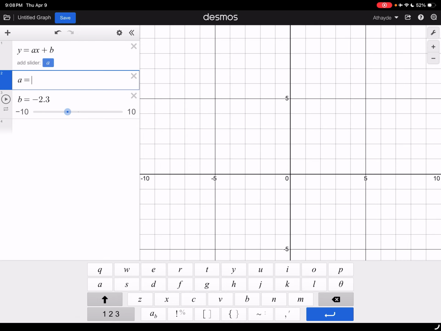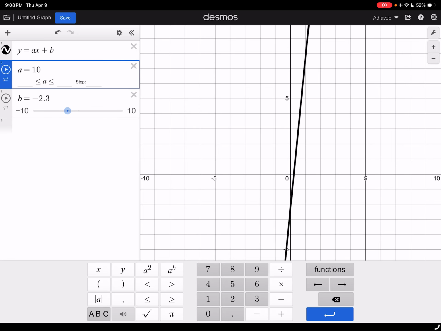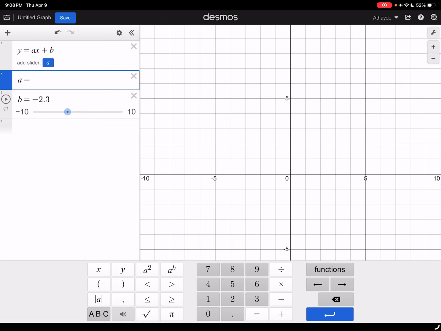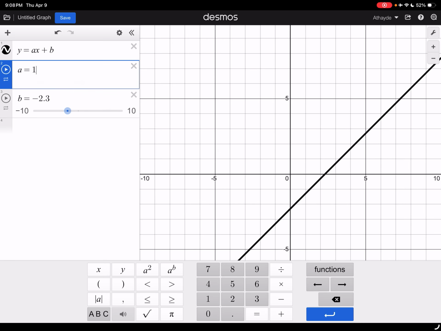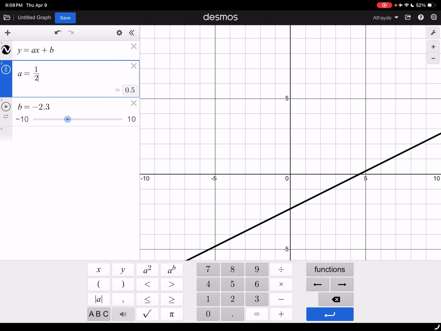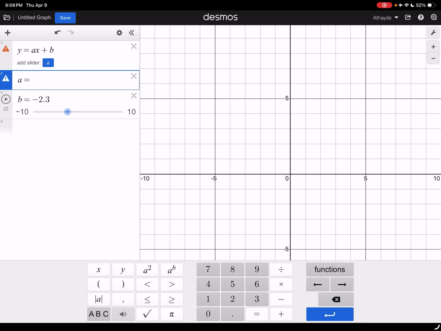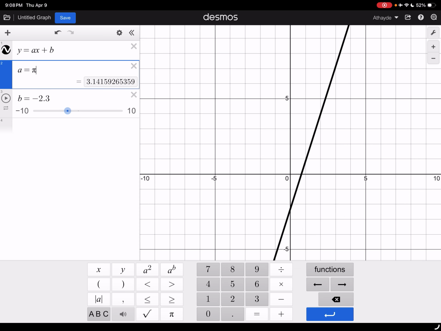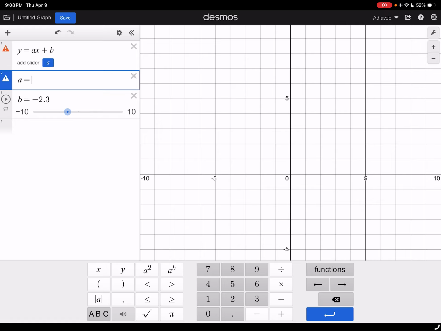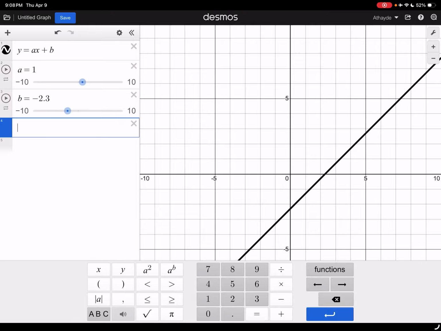Like, I'm going to make A, I don't know, 10. Or maybe I'll make it equal to 3. Or maybe I'll make it equal to 1 over 2. And that division button turns things into a fraction. You can even just press the pi button and say A is now pi. But you can play around with it all sorts of ways. Set it back to 1 just for funsies, and that thing's good to go.